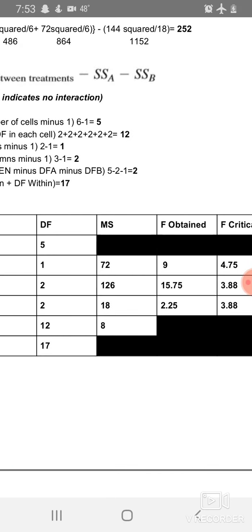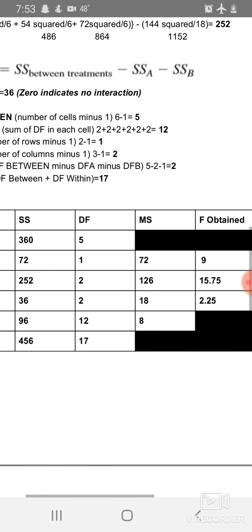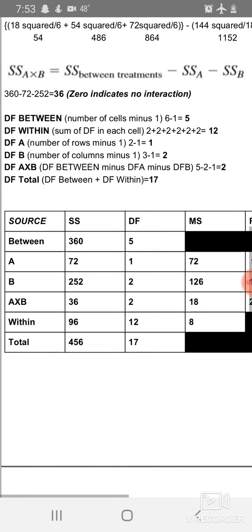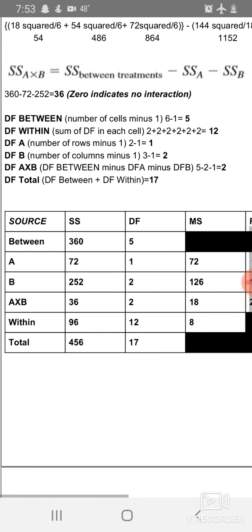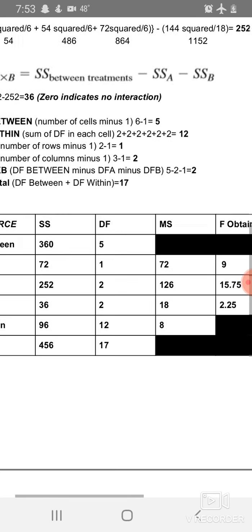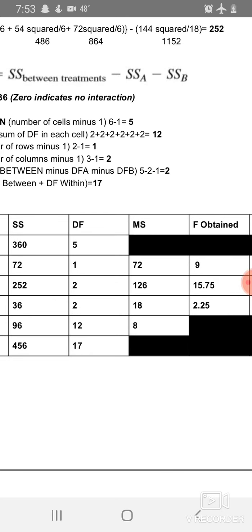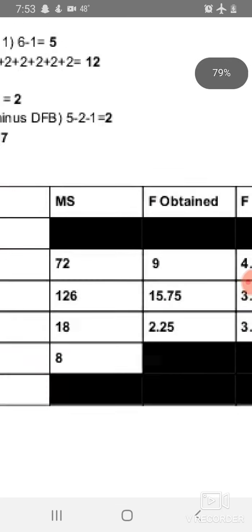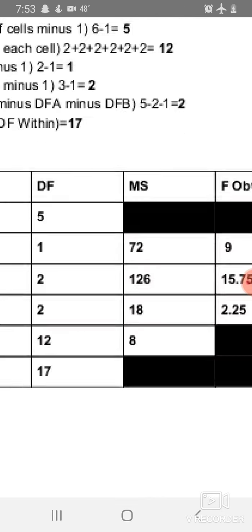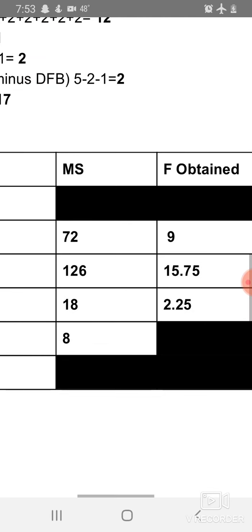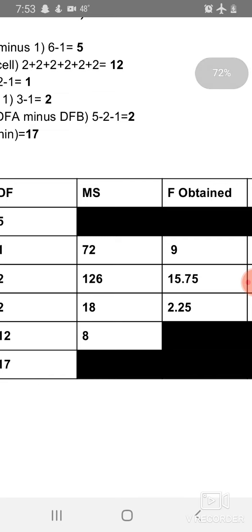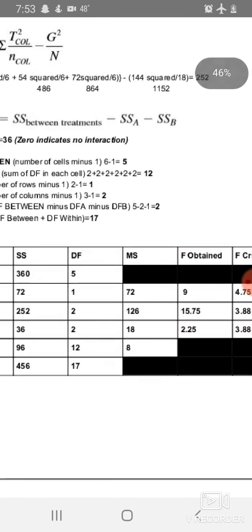Next step, we have to get the F obtained for those 3 factors. You're always going to be dividing the MS of each factor by MS within. So 72 divided by 8 equals 9. 126 divided by 8 equals 15.75, and 18 divided by 8 equals 2.25.